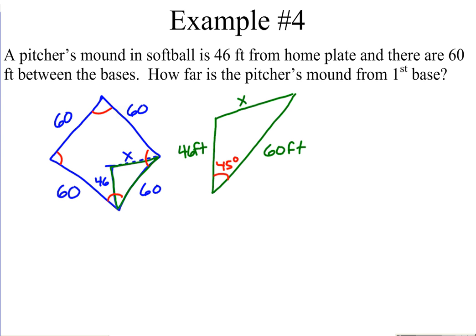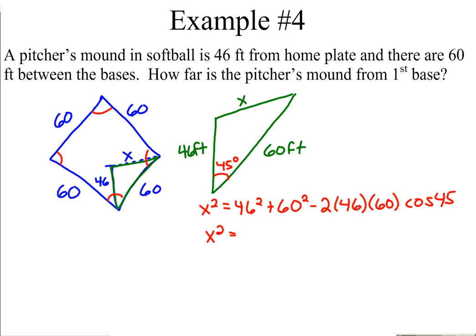From here, go ahead and use law of cosines. x squared, the side we're looking for, equals 46 squared plus 60 squared minus 2 times 46 times 60 times the cosine of 45. We can plug all that into your calculator in one step. You should get 1812.77. Take the square root, and that means the distance from the pitcher's mound to first base is 42.58 feet.